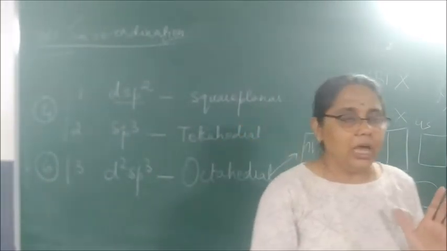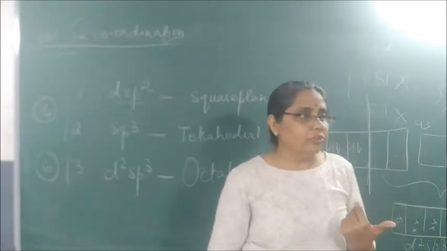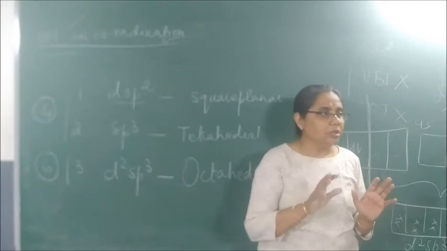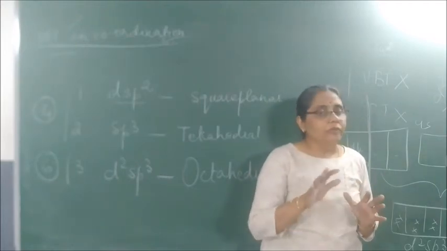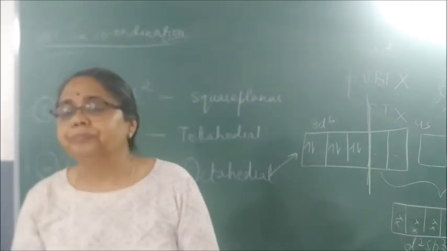So if there are unpaired electrons, it is paramagnetic. If there are paired electrons, it is diamagnetic. Fine. So these are the postulates of VBT, which come for how many marks? 2 to 3 marks. Okay.